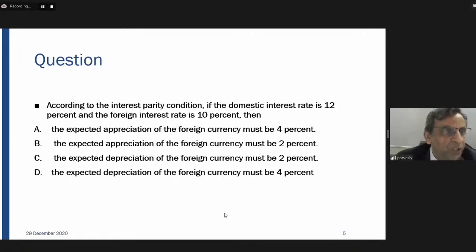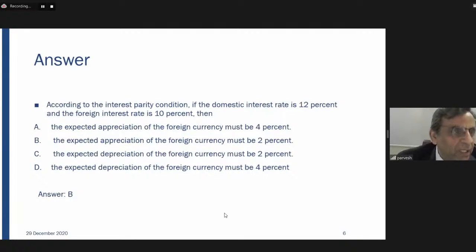So what is the right choice? According to interest parity theory, if the domestic interest rate is 12% and the foreign interest rate is 10%, then what is the right choice? A, B, C, D. So you have to choose the right answer. And the right answer is B. The expected appreciation of foreign currency must be 2%. So this is what should be the right answer. Okay. So B is the right choice here.